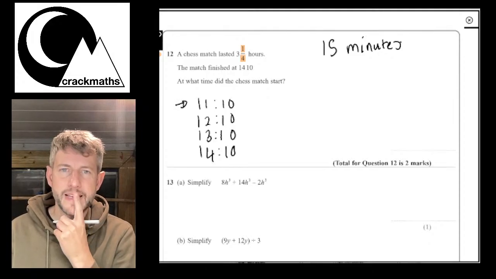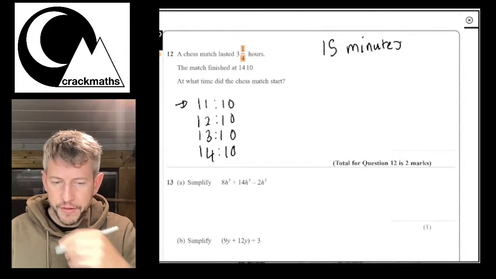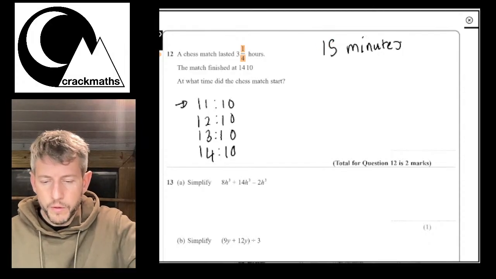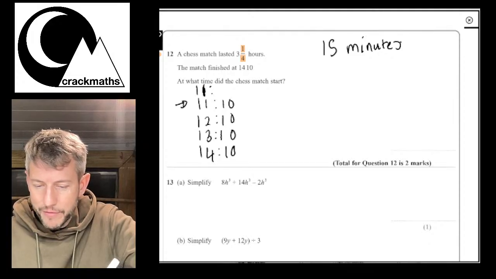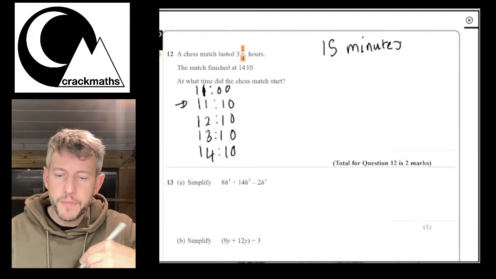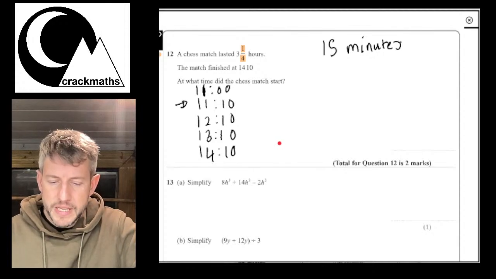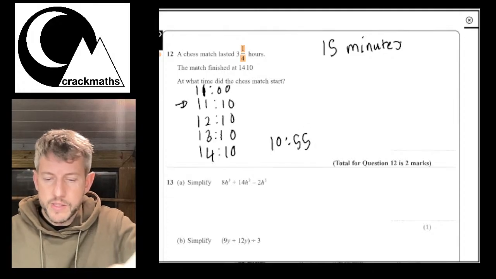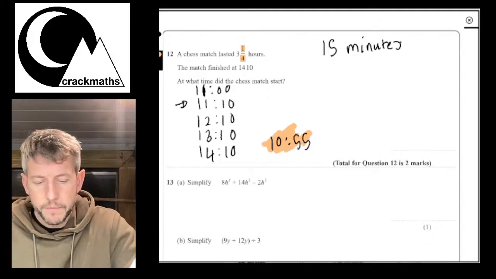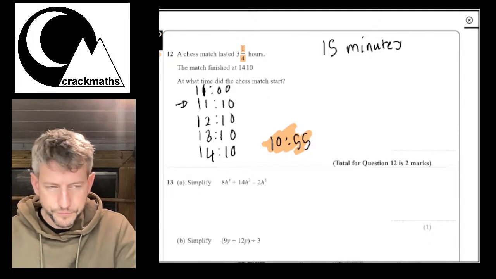So we're at 11:10. Now we've got to go 15 minutes ago. So, well, 10 minutes ago will take us till 11. And then we've got to go 5 minutes back from that. So 5 minutes back from 11 will take us, well, we'll go down to 10, and that'll be 55. Okay? So the match would have started at 10:55.